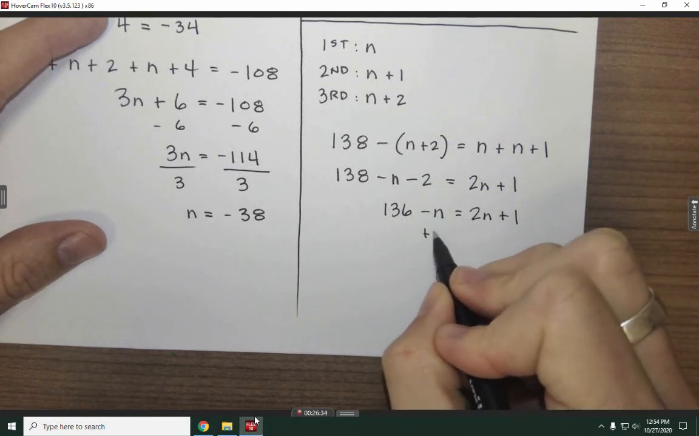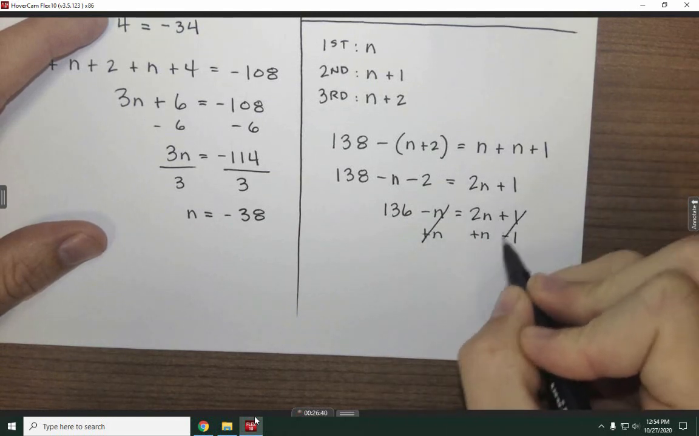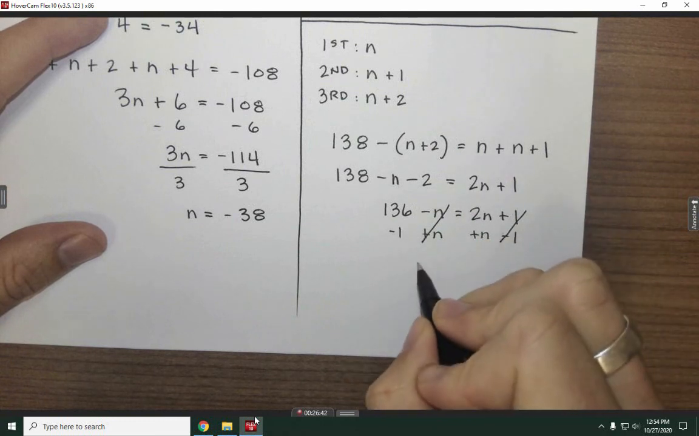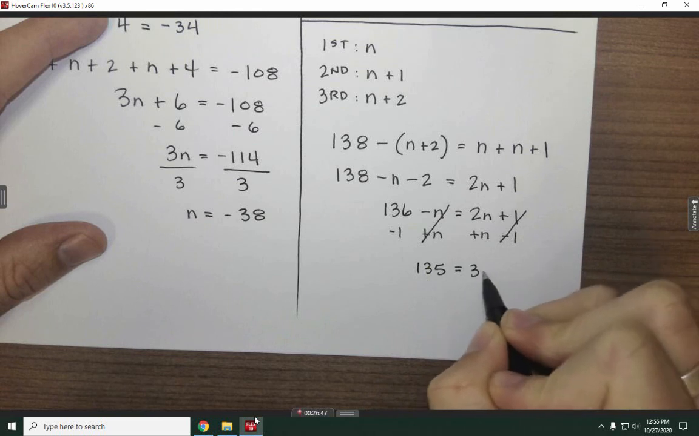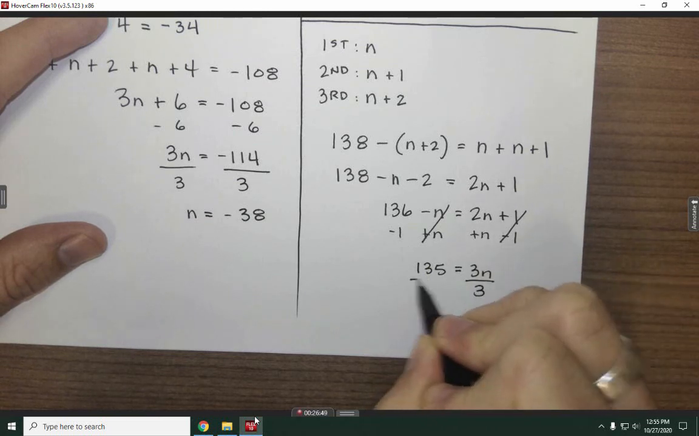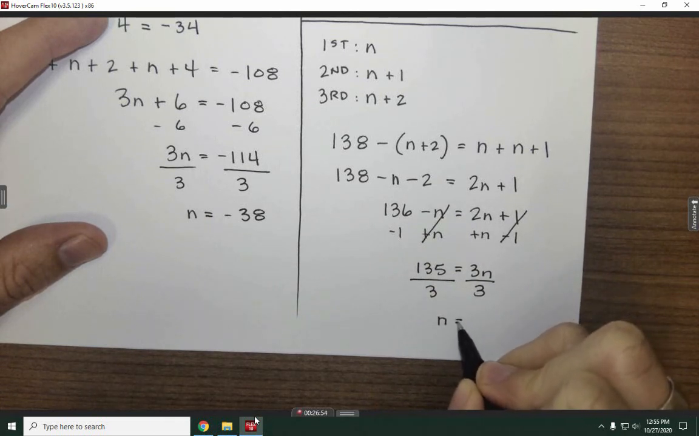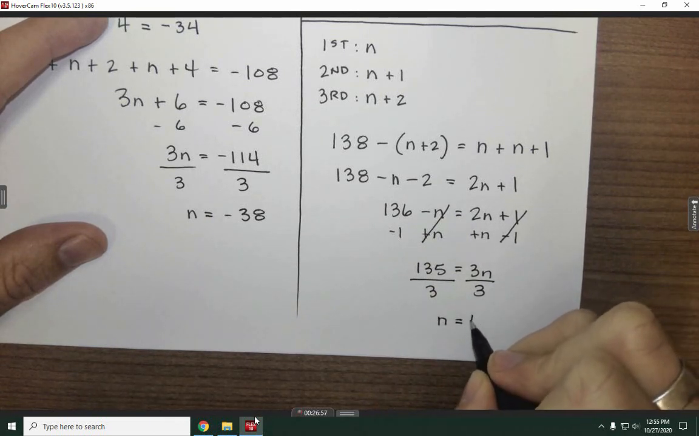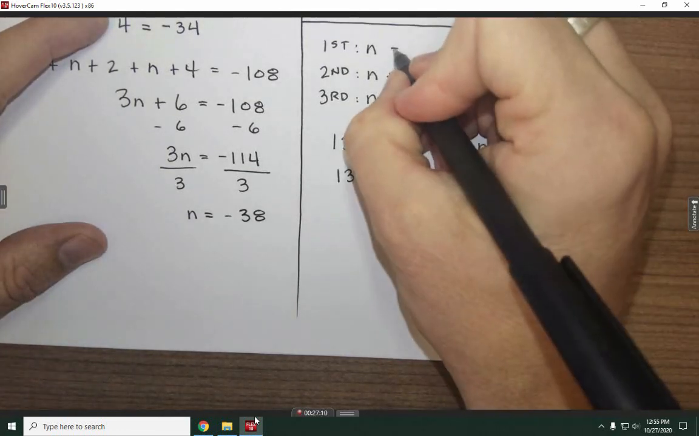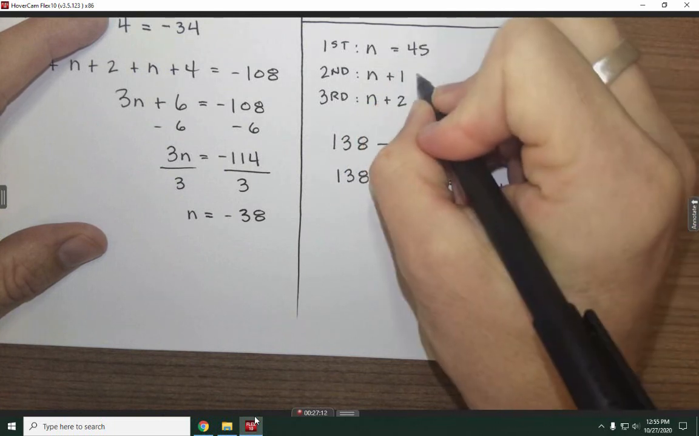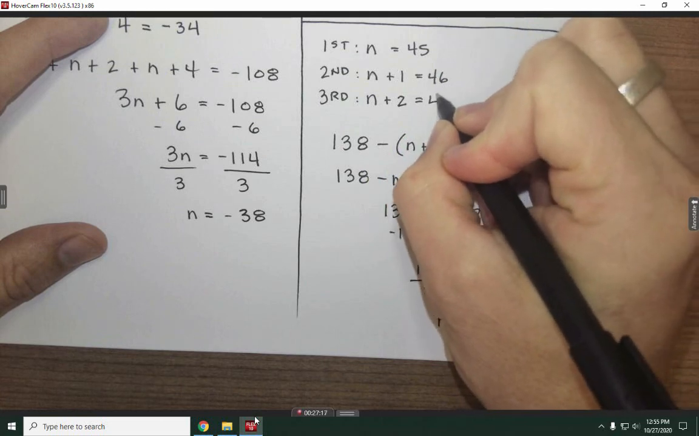So then I can add my n here, that cancels. Then subtract my 1, and subtract my 1 here. So I'm going to get 135 is equal to 3n, and then I'm just going to divide both sides by 3. And so that gives me that my n is 40. And so that's what our first one is, so it's 45, which means our second one is 46, and our third one is 46.